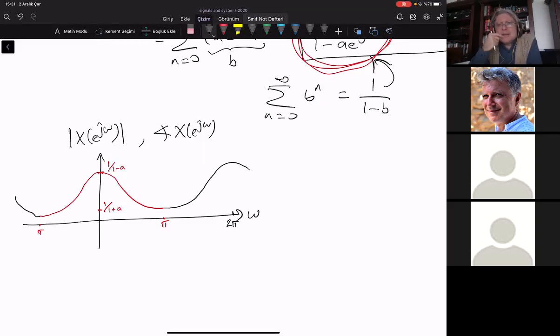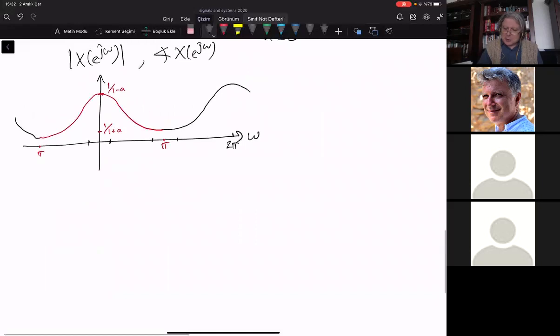But I can say that, if I have to give a name to this, this is a low pass signal, because the low frequencies, like from here to here, around zero, are larger than the high frequencies, which are around pi. So low frequency energy is higher than the high frequency energy for this signal. Therefore, this is a poor man's low pass signal. It's not perfect, but yeah, this is a low pass signal.